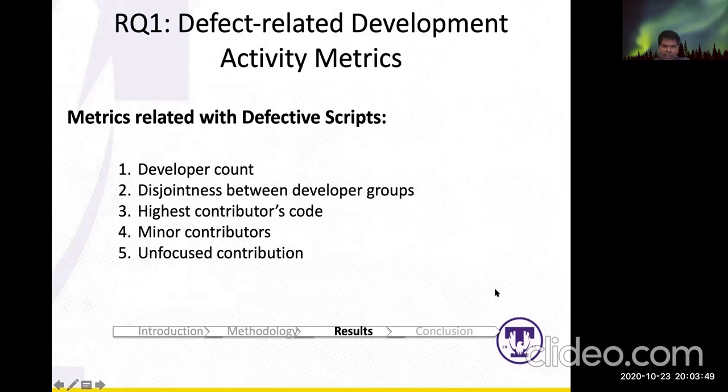So after doing the statistical analysis, we found out that these are the metrics that correspond to 5 different development activities, namely developer count. So defective scripts are likely to have more developers. Defective scripts are likely to have more disjointness between developer groups. Defective scripts are likely to have less amount of highest contributor's code. Defective scripts are likely to have more minor contributors. Defective scripts are likely to have more unfocused contribution. So from these metrics that correlate with defective IaC scripts, we are able to identify 5 development anti-patterns for IaC script development.